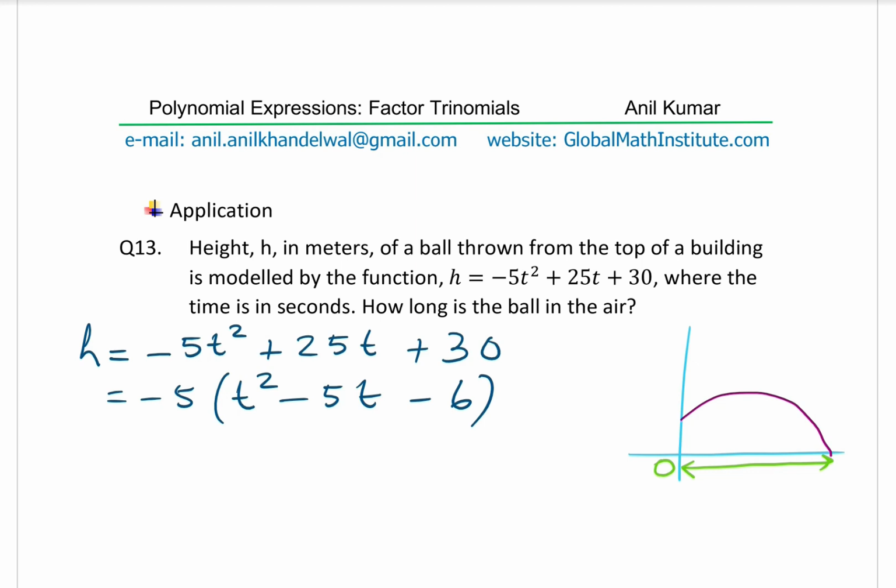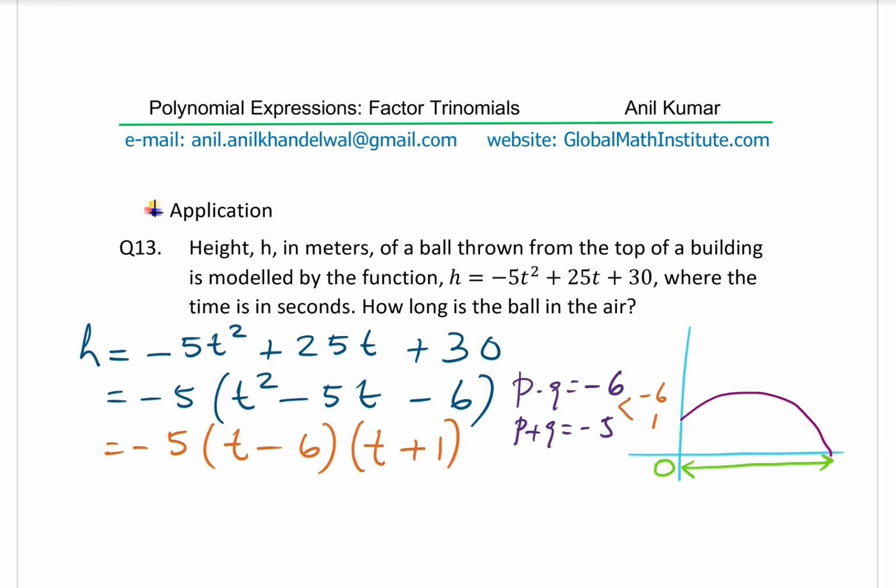Now we can apply the product and sum strategy to factor this. Product of two numbers, we want the constant minus 6, and the sum of these two numbers should be minus 5. 3 and 2 can work for us, right? So we have the combination of 3 and 2. But 6 and 1 can work, because one has to be positive, one has to be negative. Opposite signs, correct? So minus 6 and 1 can work, not 3 and 2. Minus 6 and 1 will work. So we get minus 5 times t minus 6 times t plus 1. That is going to give us the result.